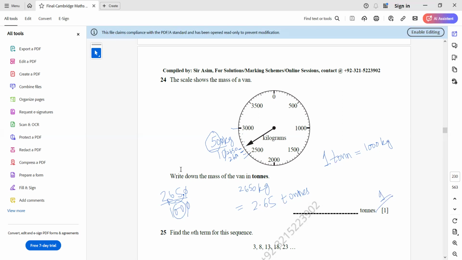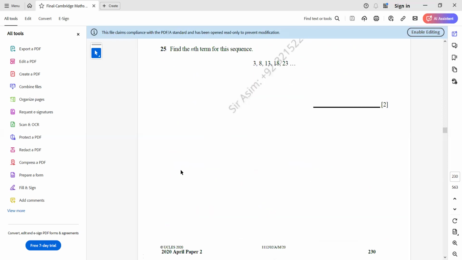Then it is question number 25. Find the nth term for this sequence. The sequence is 3, 8, 13, and so on. Let's check it out. What is the common difference? Plus 5, plus 5, plus 5, plus 5. So that means the general term should contain 5n.